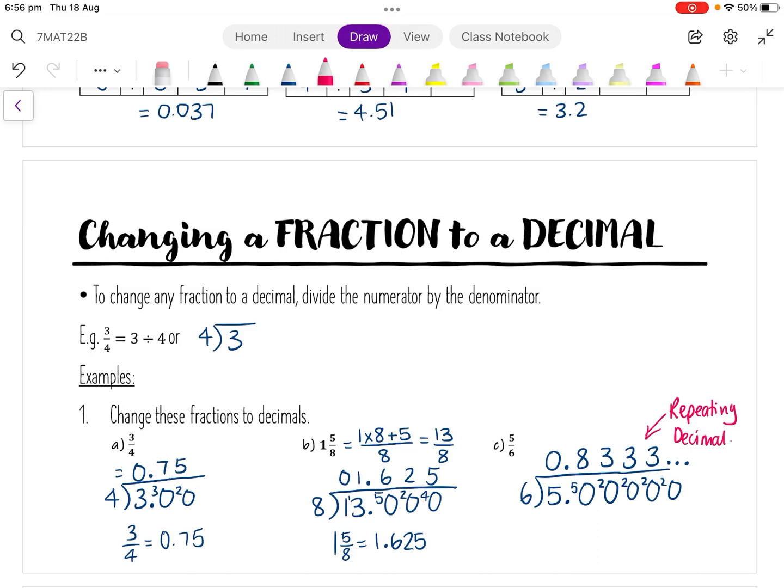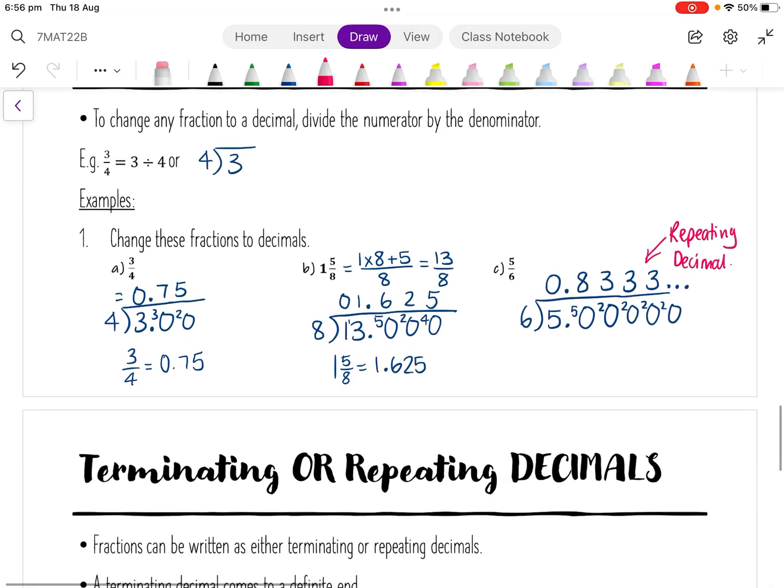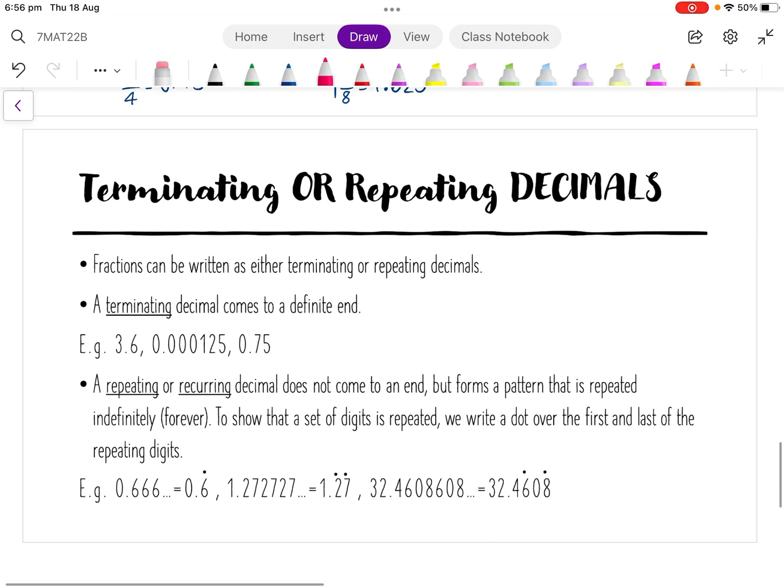Let's have a little bit of a look into what a repeating decimal is. So, terminating or repeating decimals. Fractions can be either written as terminating or repeating decimals. A terminating decimal comes to a definite end, such as 3.6, 0.000125, or 0.75.